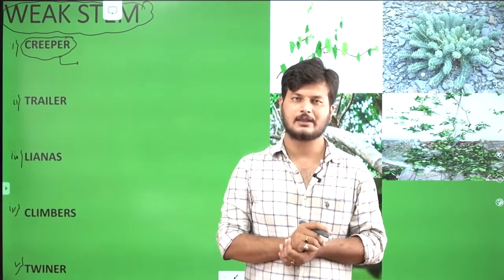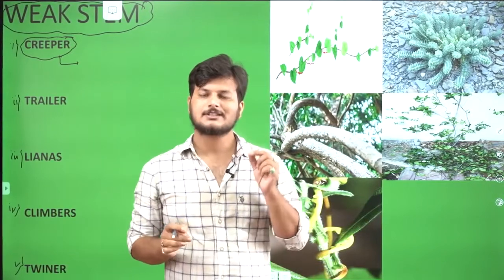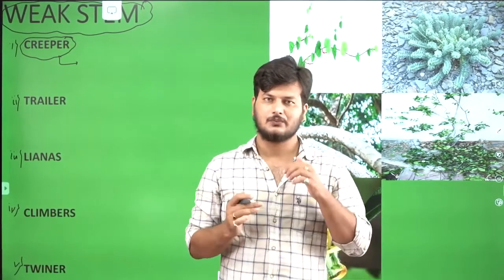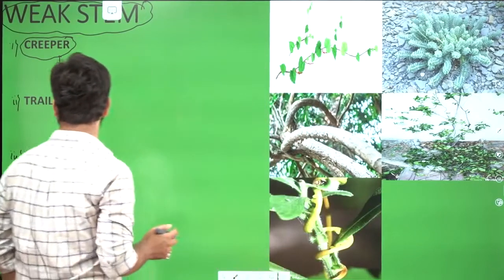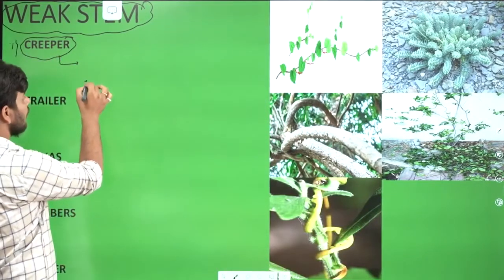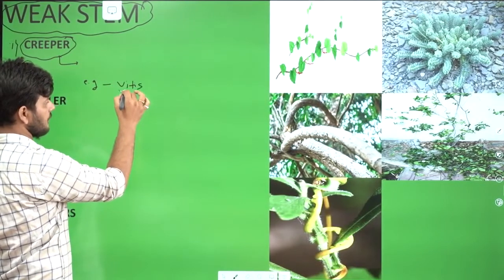Actually, from the node of this plant originates a special type of structure, which is responsible for giving it the character of creeping. The famous example of this type of plant is grapes, or Vitis vinifera. I am writing down here Vitis vinifera or grapes.